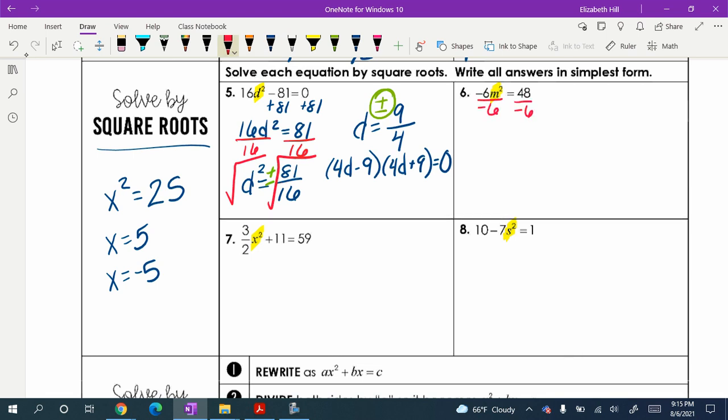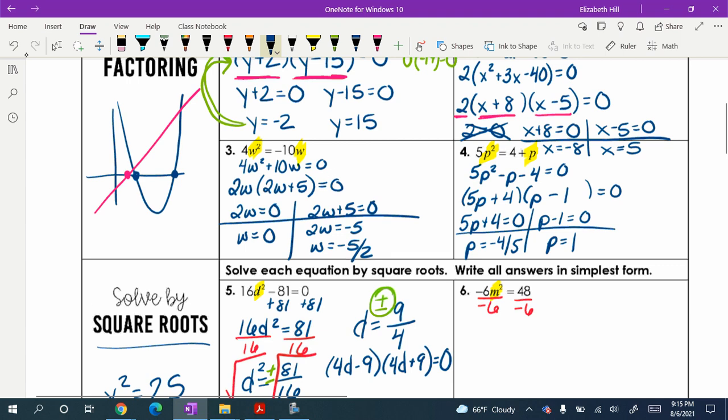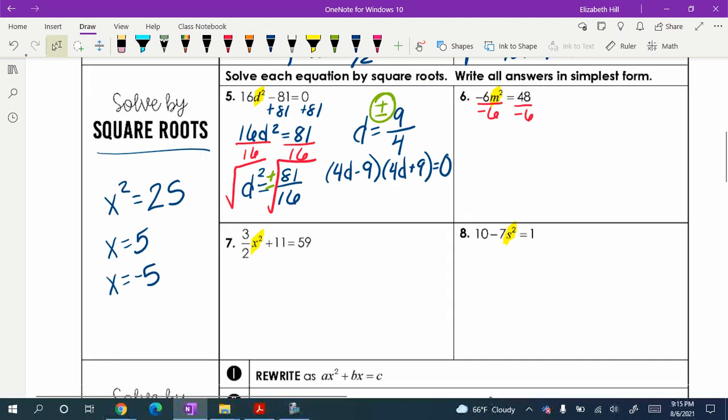Now, number 6, here I am looking to solve for m squared, so I'm going to divide both sides by -6. And as I take 48 and divide it by -6, we get m squared is equal to -8. Now, if I go and take my square root here, I'm going to have a little bit of an issue because I can't take square roots of negative numbers, except you guys know how to work with complex numbers at this point. So m is going to equal plus or minus i square root of 8.